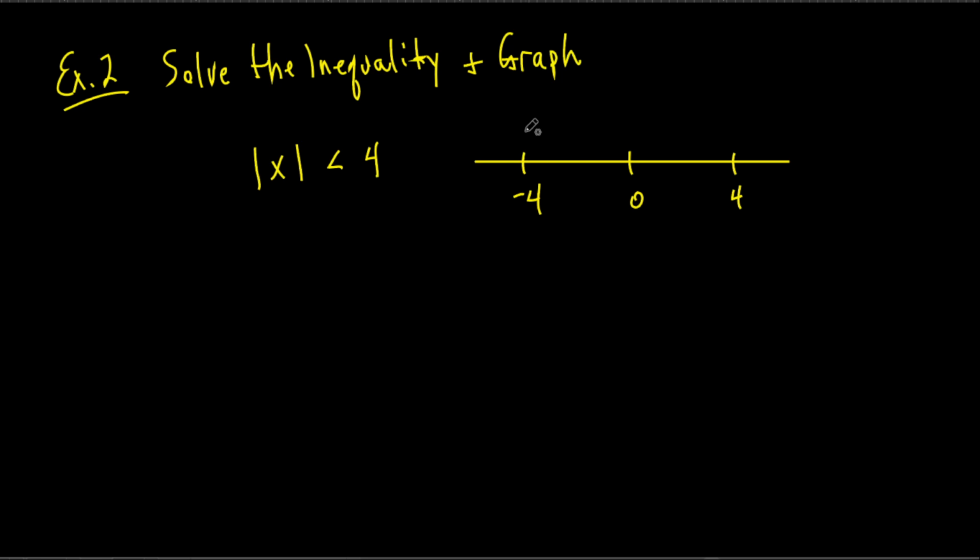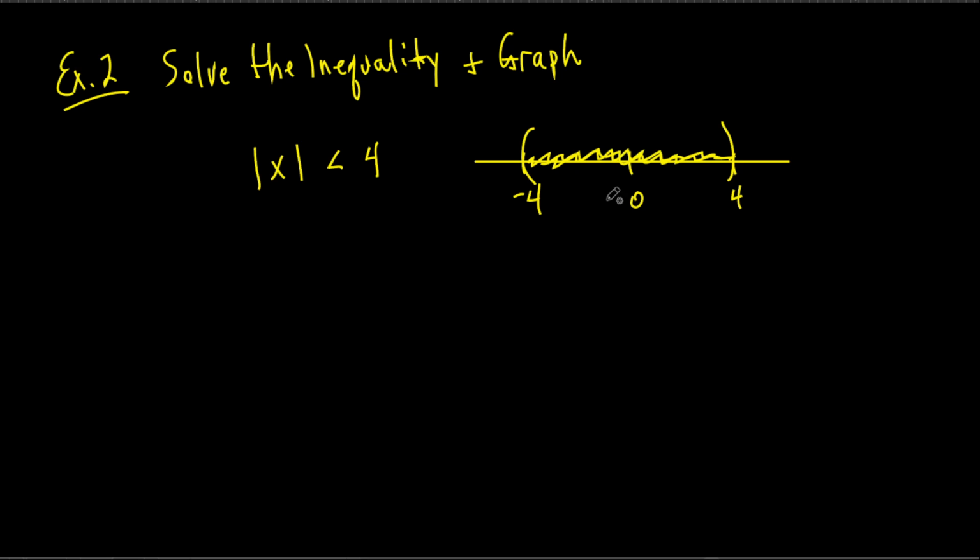Do we put a bracket or a parentheses? Justin, tell me. Parentheses. Why? Because it's not an 'or equal to,' right? Very good. So you put a parentheses because it's not an 'or equal to.' We put a parentheses here and a parentheses here. And what do we shade in? Everything in between. You can color yours in a little better than I did, but it's all the stuff in between.